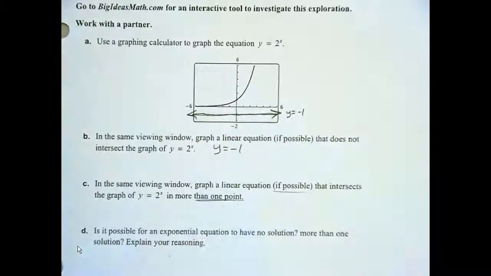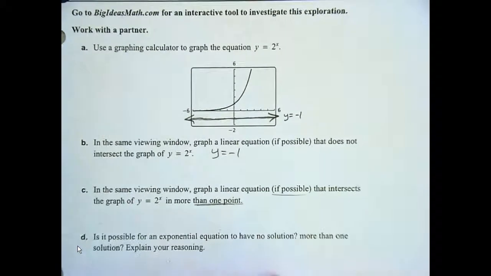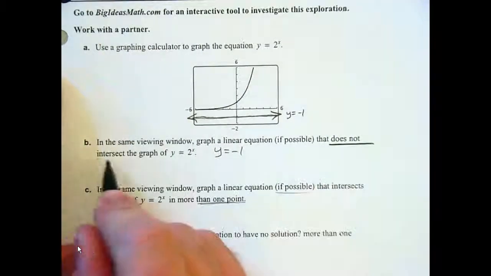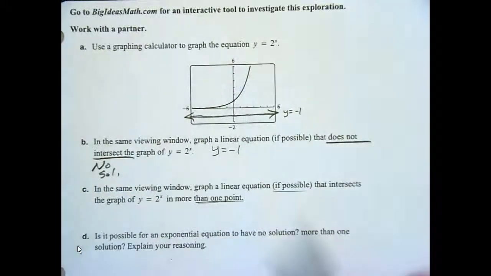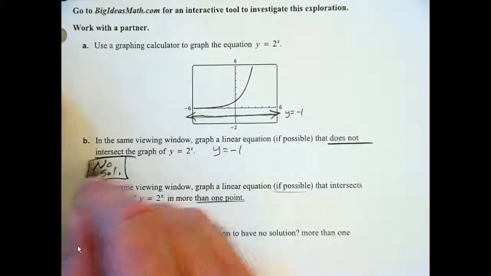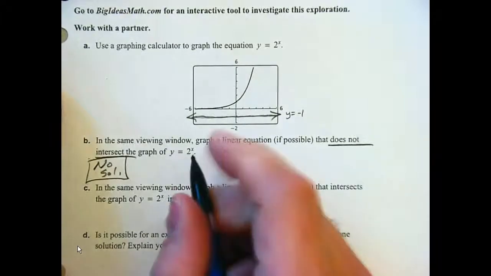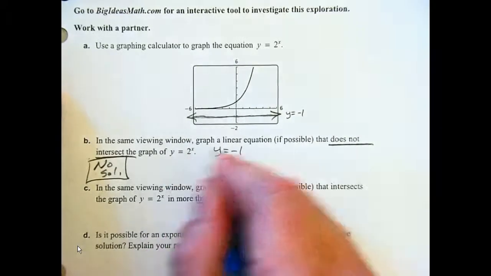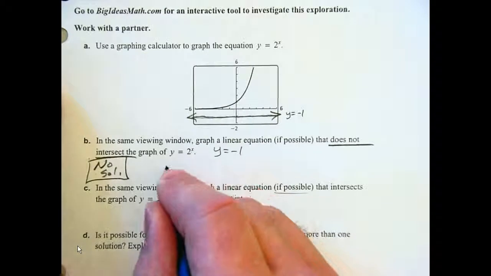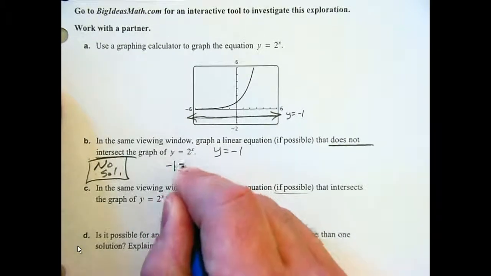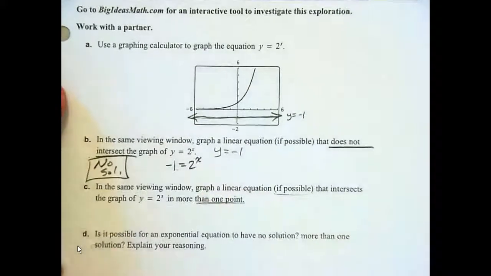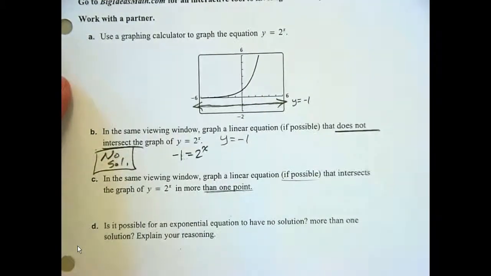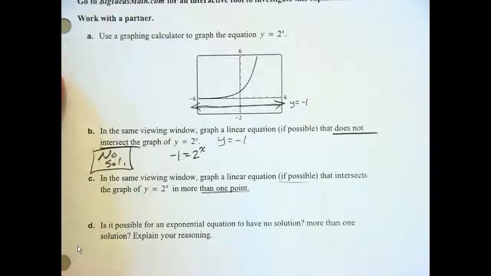What would we call that in terms of solutions there? Yeah, no solution. Does not intersect is a no solution. By the way, if y equals 2 to the power of x and y equals -1, that's saying 2 to the power of x equals -1. Can a power ever equal a negative? Nope. That's why it's a no solution.